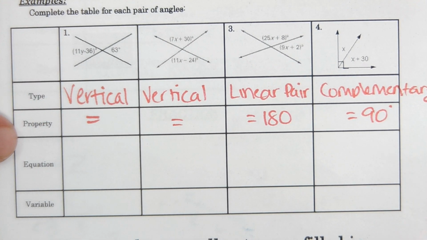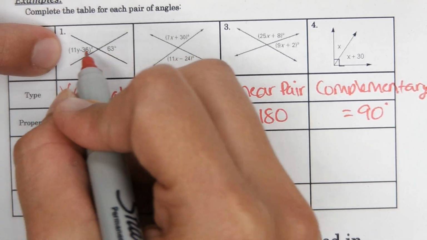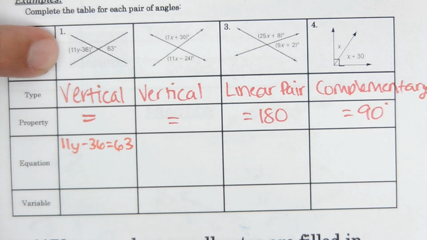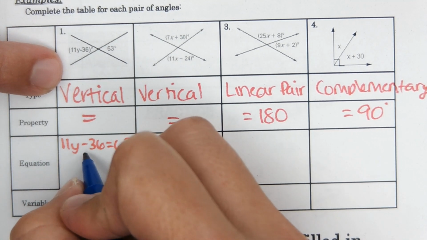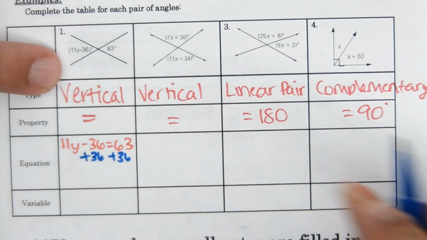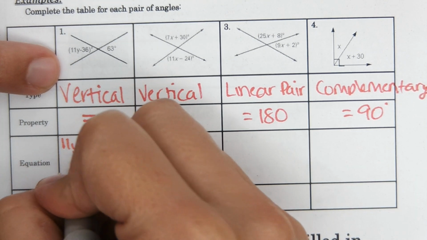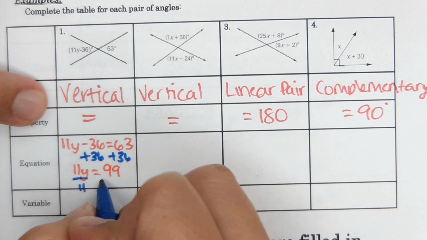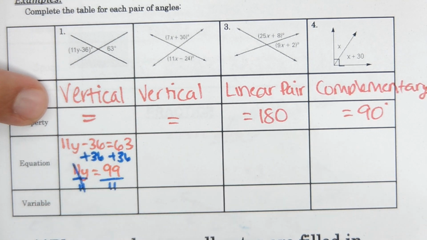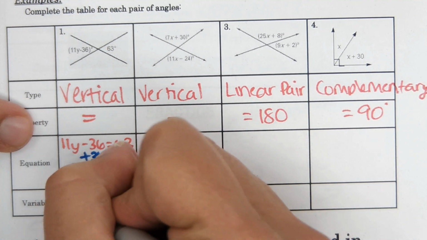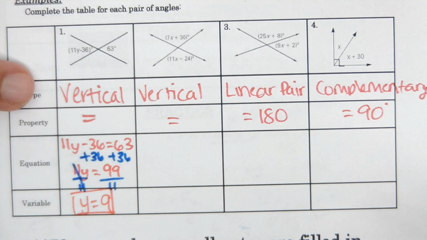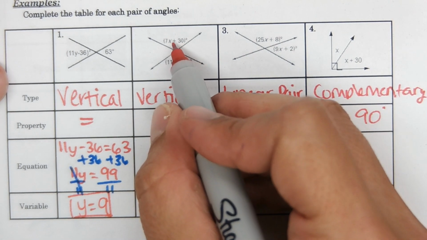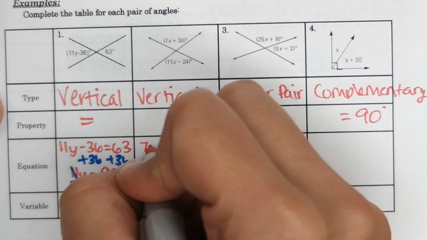Okay, and then we'll solve each of these. So for vertical angles, we can just set those equal. Those are like the easiest ones to figure out how to set up. So I'm just setting them equal, solving for y. Okay, the next one, setting them equal, solving for x this time.